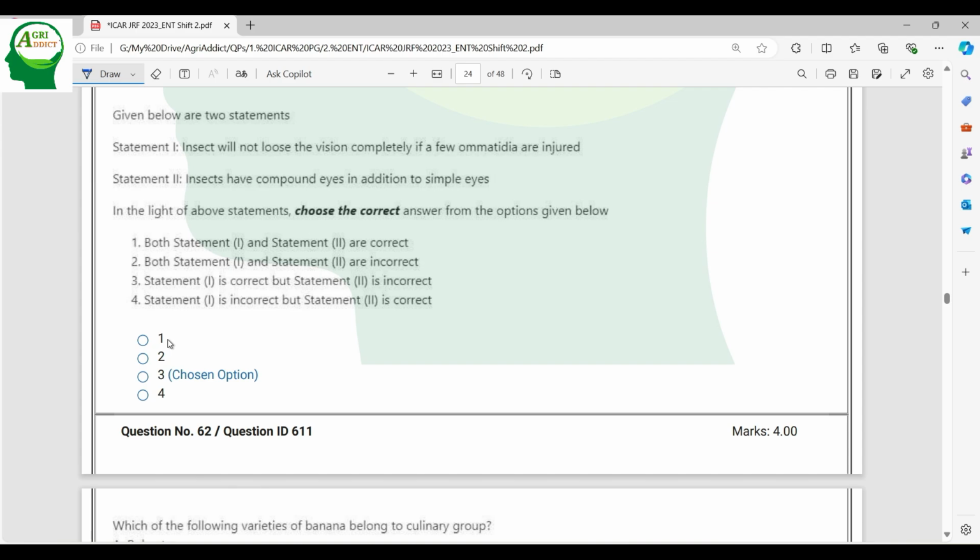Insect will not lose the vision completely if few ommatidia are injured. Yes, because there are several ommatidia in insects, so complete vision will not be lost by the insect if a few ommatidia are injured. So it is correct. Insects have compound eyes in addition to simple eyes. Yes, it is also correct. So both these statements are correct.